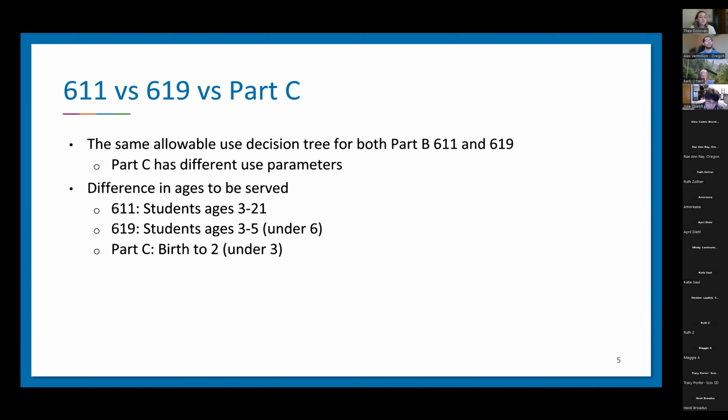The main difference between 611 and 619 and even Part C is just the age difference that's to be served. Your 611 funds, that's your biggest pot of money. That's for students ages 3 to 21. And then your 619, usually quite a bit smaller amount of money, is specifically for your preschool students, ages 3 to 5, so up through their 5th year. And then Part C is for birth to 2, or birth to 3, under 3 years old.